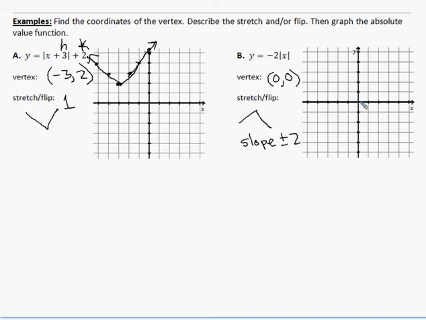So first we graph the vertex. All right, the vertex is at (0, 0). It's going to open downward, but instead of having the normal slope of up 1 over 1, up 1 over 1, it's going to have a slope of positive and negative 2.